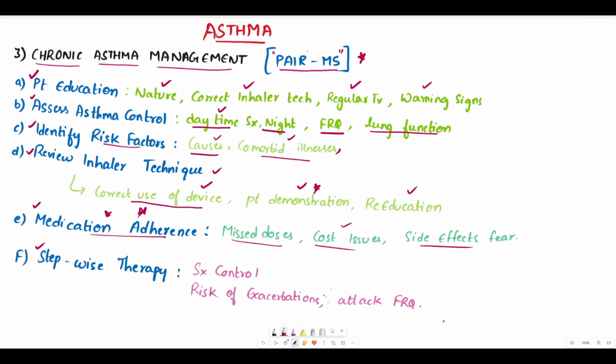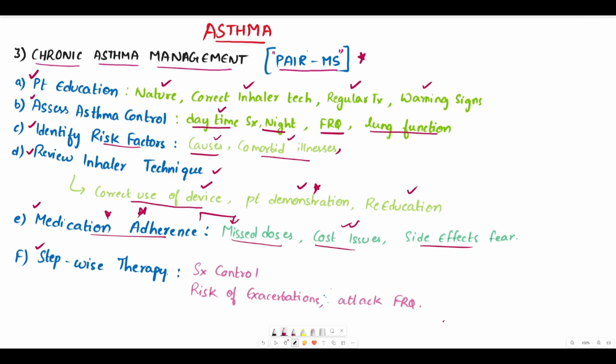Next one is ensuring the medication adherence. Medication adherence is simply following the prescription. You should check if the patient is following the prescription correctly or not by checking if the patient is missing any doses, or what is the reason behind not following the prescription. Is it cost issues, or is there any kind of fear of side effects? You need to identify that and ensure the medication adherence. And the last one is S, which is the stepwise therapy.